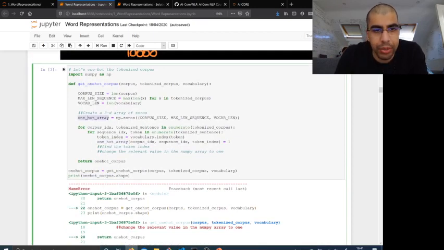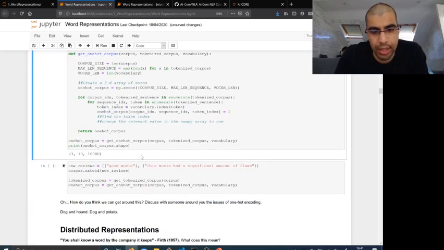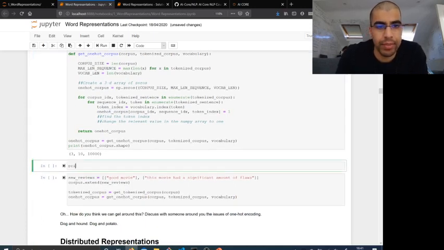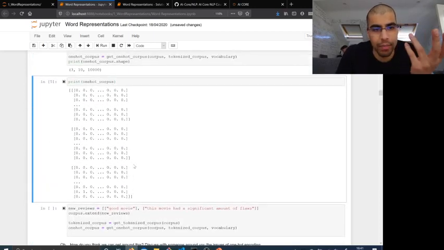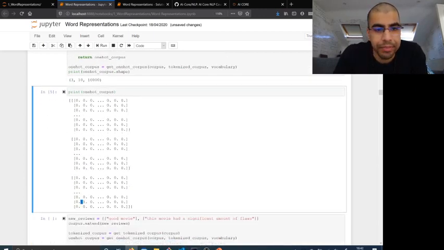Okay, sorry, this should be called one hot corpus. Okay, let's see what happens when we actually print our one hot corpus. Okay, we only see a 1 here because obviously it's too long to print 10,000, but the fact that I see a 1 here does indicate that this has worked.